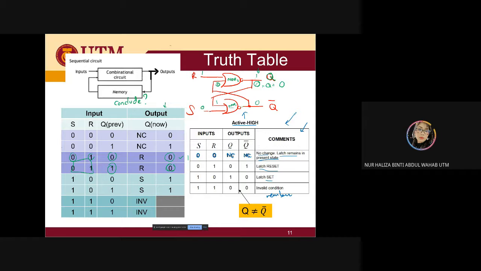If you conclude here, you're going to see if S is 0 and R is 1, whatever the previous output, you're going to have 0 for your Q. It means reset, or it's 0. So you can conclude if S is 0, R is 1, you're going to get 0 for your Q, which is called a reset.